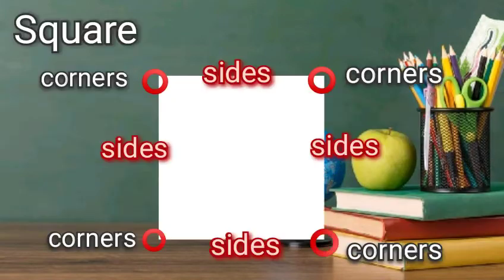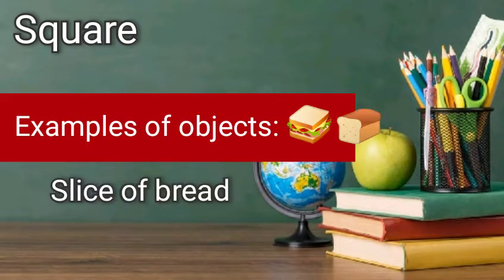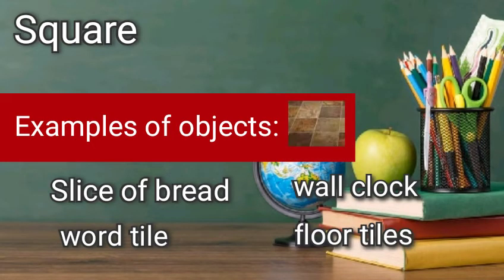A square is a closed two-dimensional shape with 4 equal sides. Examples of objects: a slice of bread, word tile, wall clock, and floor tiles.